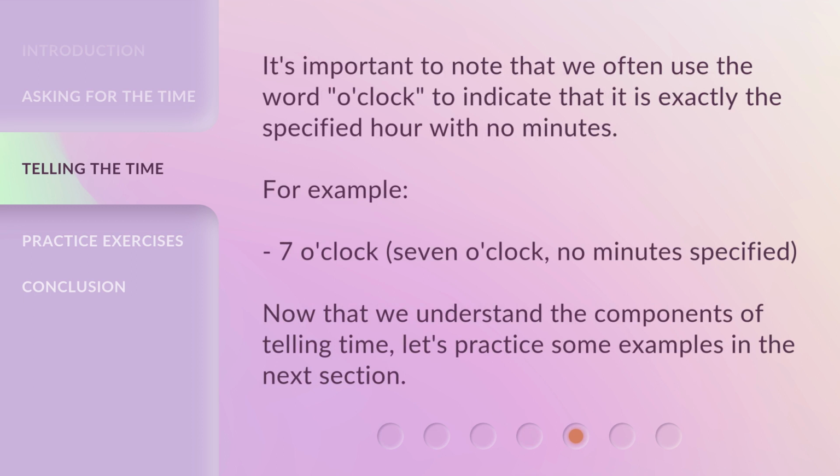It's important to note that we often use the word o'clock to indicate that it is exactly the specified hour with no minutes. For example, 7 o'clock, 7 o'clock, no minutes specified. Now that we understand the components of telling time, let's practice some examples in the next section.